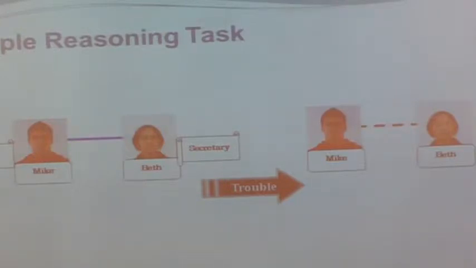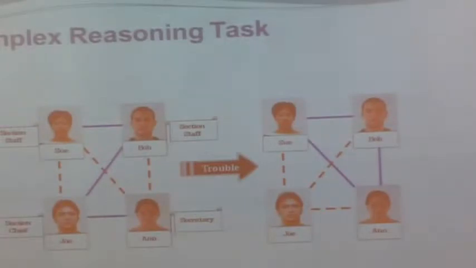So Mike used to like Beth, but she took his coffee cup and didn't wash it, so now Mike doesn't like Beth anymore. Like that. And in a complex reasoning task, it was the same thing, but involving more, if you like, relationship changes that were caused by the trouble trigger.